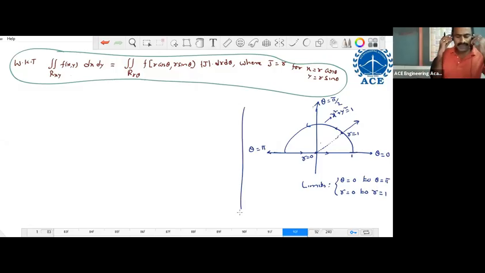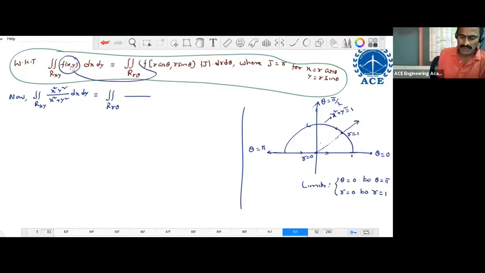Now we convert our given integral. The double integral over R in x, y of x squared y squared divided by x squared plus y squared dx dy. To convert Cartesian to polar, the transformation is x equal to r cos theta, y equal to r sin theta. In this function of x and y, replace x with r cos theta and y with r sin theta. It is a transformation of a function of x, y to a function of r and theta.